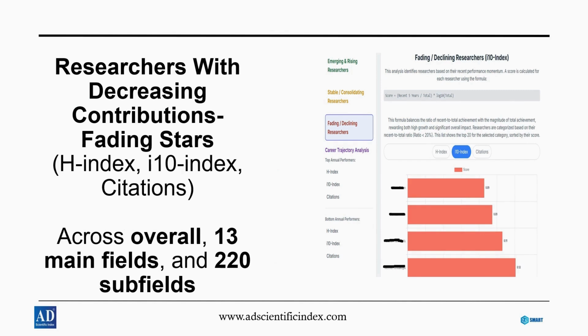The analysis highlights those whose momentum has slowed across the overall ranking, 13 main fields, and 220 subfields. These insights help institutions spot performance drops early and provide support or interventions where needed.